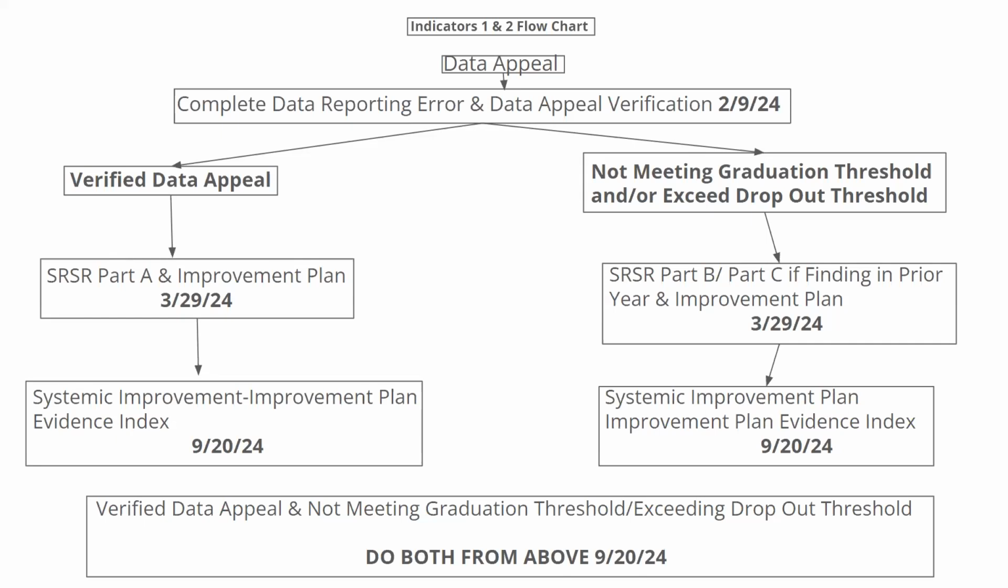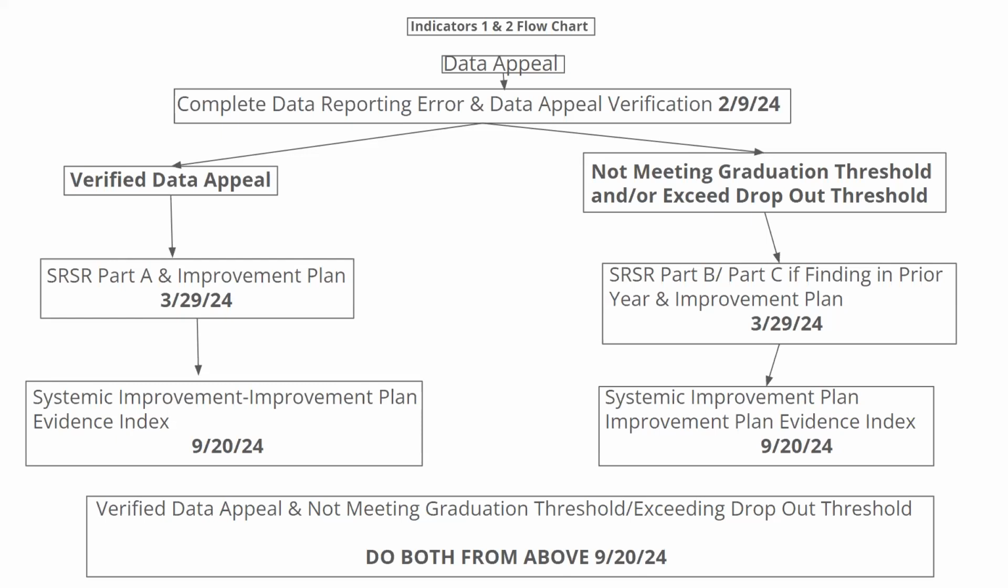So after that, you have uploaded your SRSR and your improvement plan by the 29th of March. Then you will submit the improvement plan evidence index that we looked at, showing that you are engaged in systemic improvement.